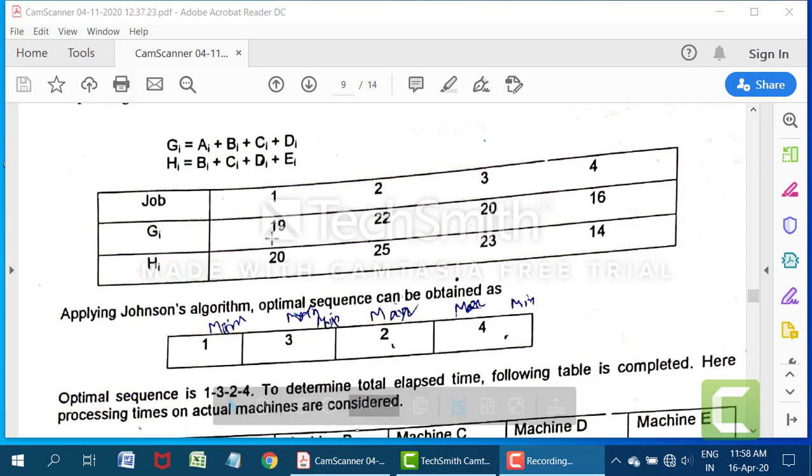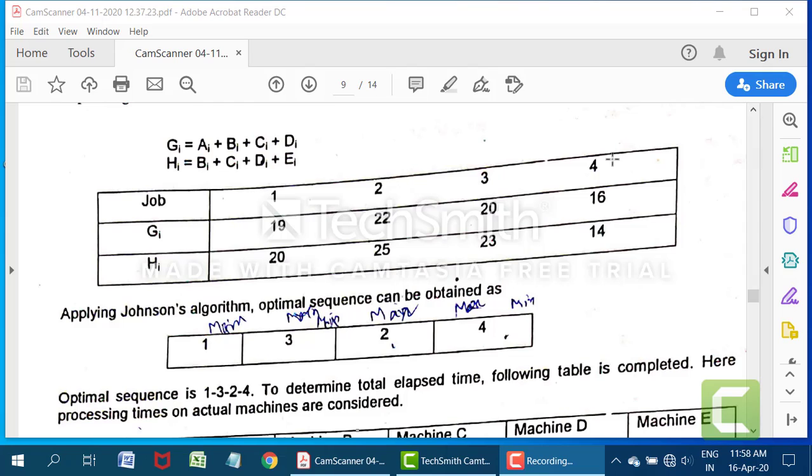So identify the smallest processing time in list 1 and list 2 combined. In all the processing times here, the minimum processing time is 14. This is occurring on the last machine, not on the first machine, and this corresponds to the fourth job. Hence, job number 4 must be positioned at the end.